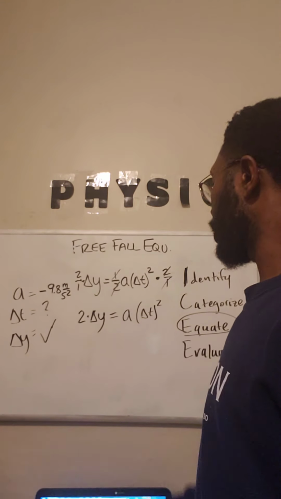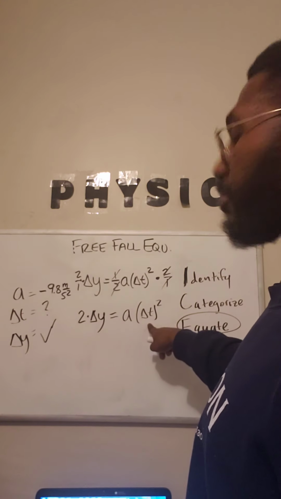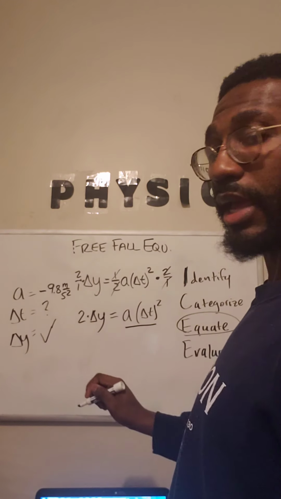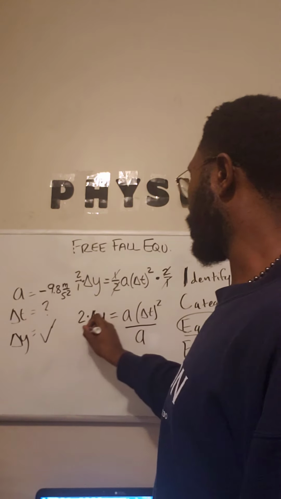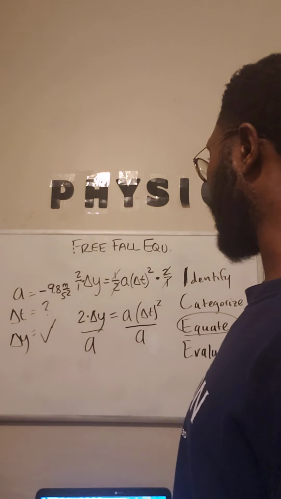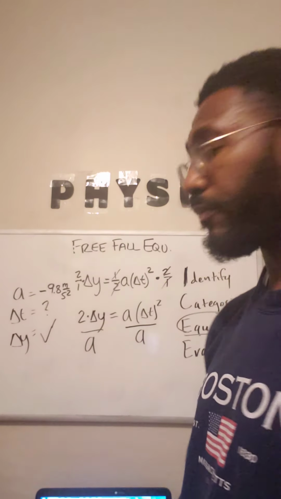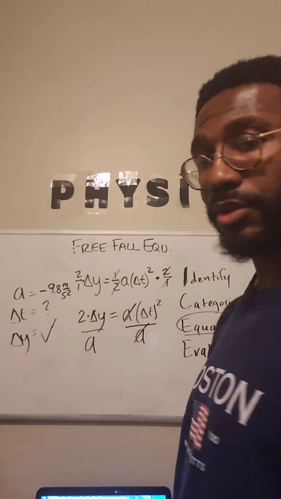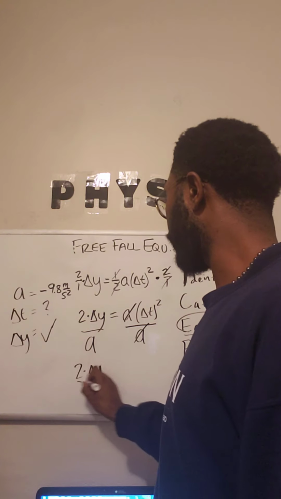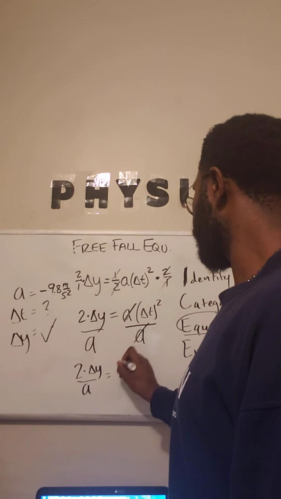Okay. So now I still have to get delta t by itself. A is being multiplied by delta t. So in order to remove a, I need to do the opposite of multiplication, which is division. All right. Whatever I do to one side, I do to the other side. These a's cancel out, just like we saw with these fractions, right? A divided by a is equal to 1, which is the same as saying I can cancel them out. All right. So I get 2 times delta y over a equals delta t squared.